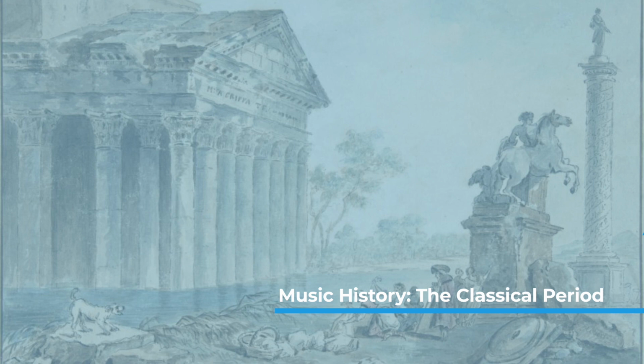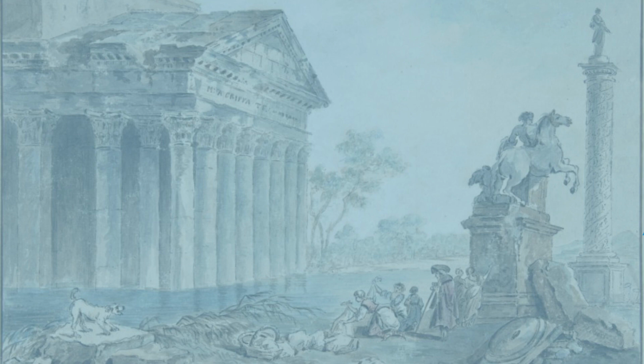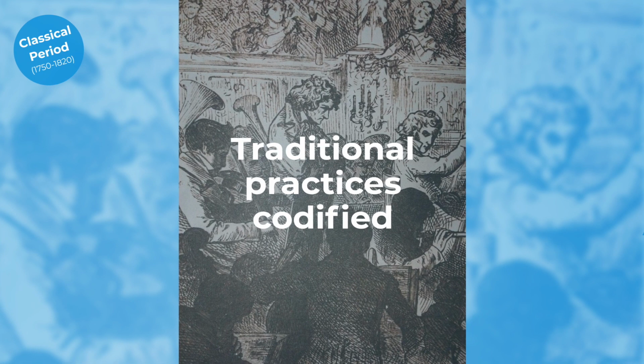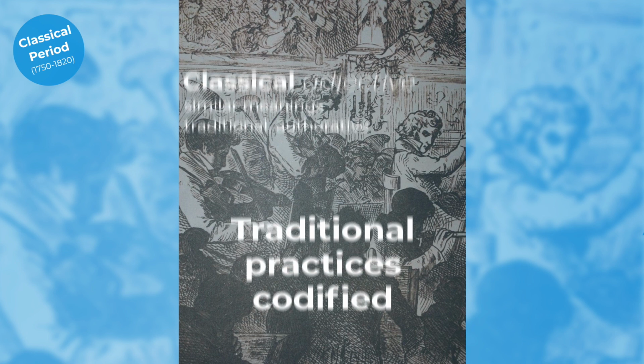In the second of our music history videos here at Liberty Park Music, we're going to take a look at the classical period in Western music history. Following the Baroque era of the 17th and early 18th centuries, the classical period lasted approximately from 1750 to 1820. Many of the traditional practices of Western music as we know it were codified during the classical period, a reflection of which can be found in the name itself.